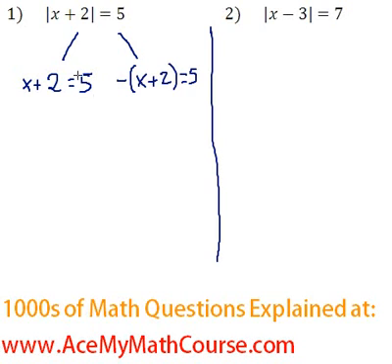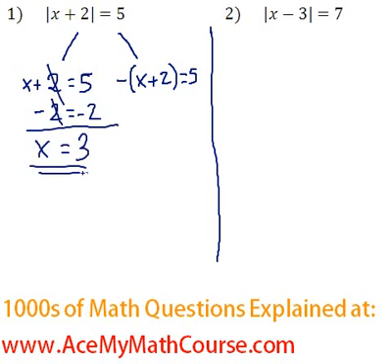Okay, so we split them up. Whatever was inside here, just put a negative signal, and we're going to end up with two answers that are probably going to work. Over here, I'm just going to subtract 2 from both sides of the equation. So x is just going to be equal to 5 minus 2, just 3. X is 3. Great. What about over here?